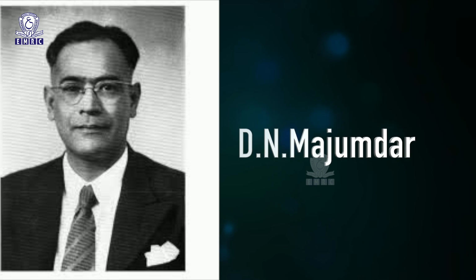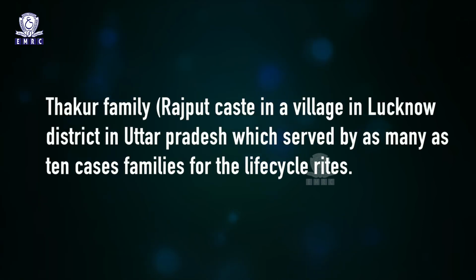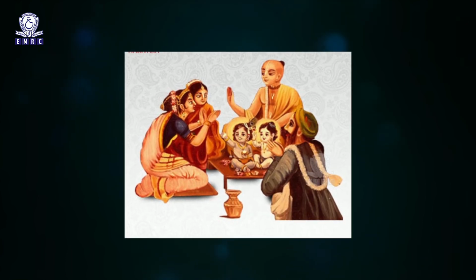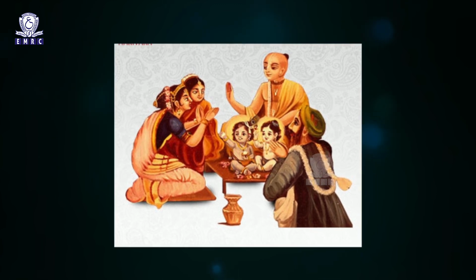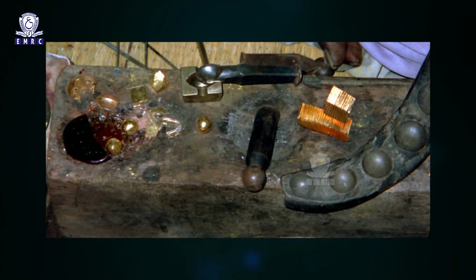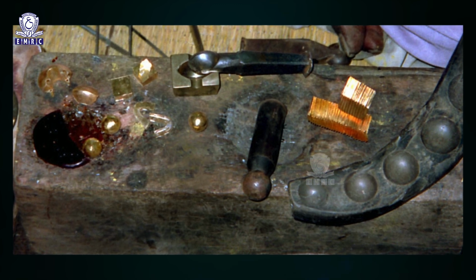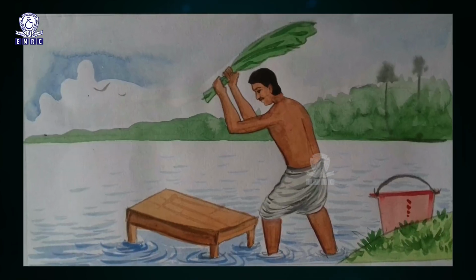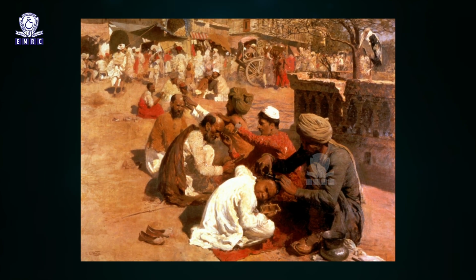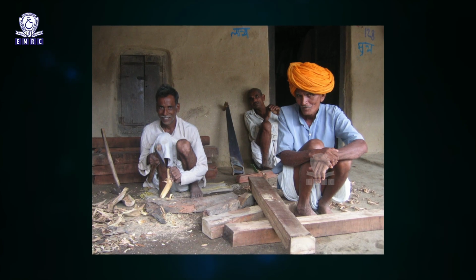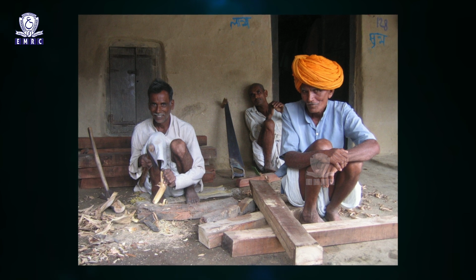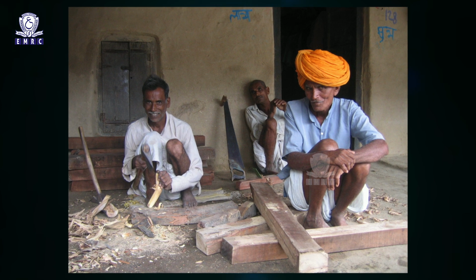D. N. Majumdar has given the example of a Thakur family, of the Rajput caste, in a village in Lucknow district in Uttar Pradesh, which was served by as many as ten caste families for the life cycle rites. For example, at the birth feast of a child, the Brahmin presides over the ceremony of Nam Samskaran, giving a name. The Sonar, goldsmith, provides the gold ornament for the newborn. The Dhobi, washerman, washes soiled clothes, and the Nai, barber, carries messages. The Khati, carpenter, provides a wooden stool, patta, on which the child is seated for the ceremony.